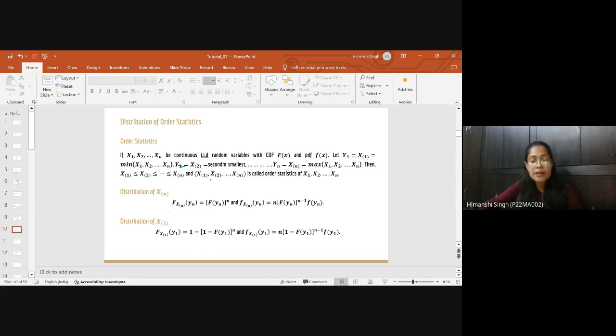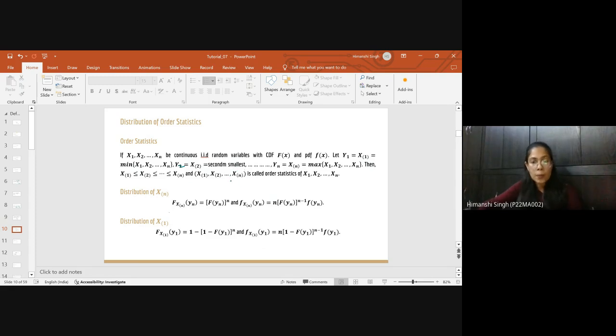So basically we have ordered the random variables. We take the smallest first, and then we arrange the random variables in increasing order, so we say that it is in ordered statistics.